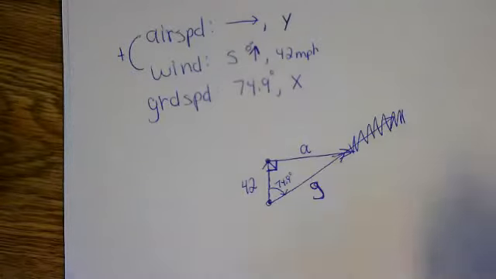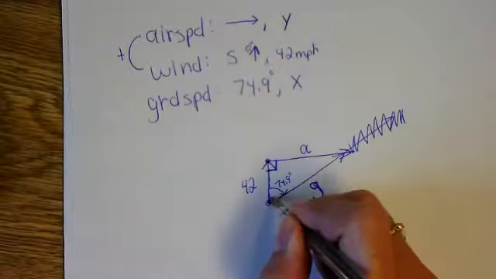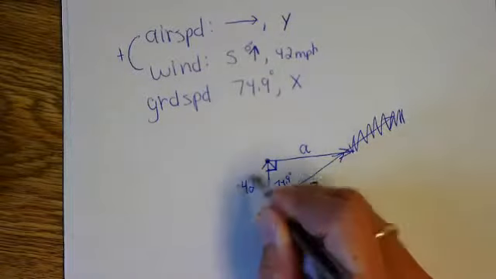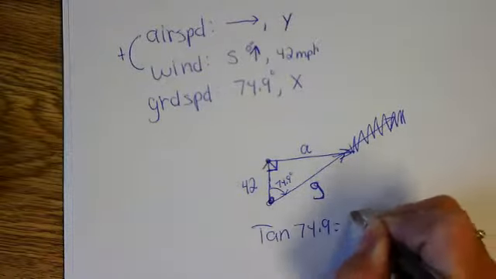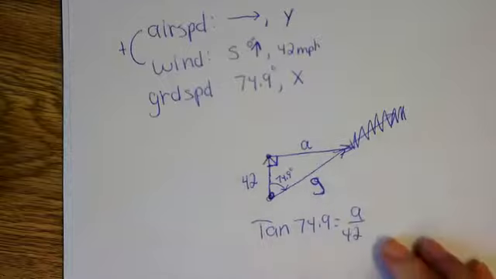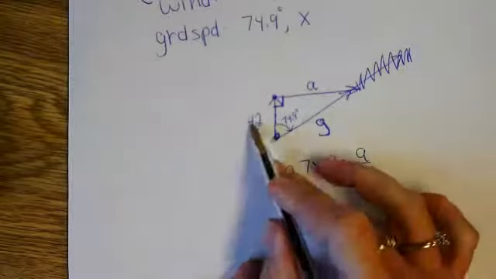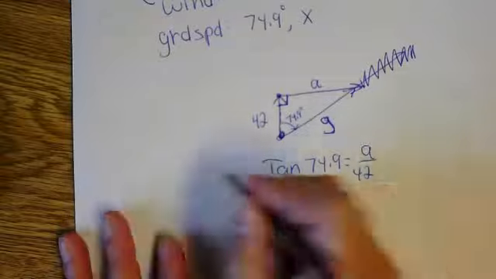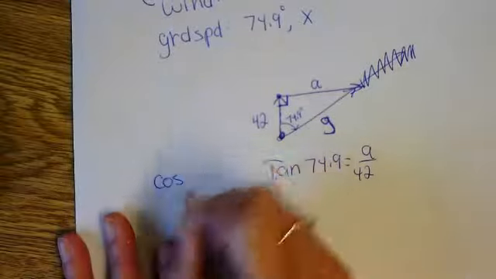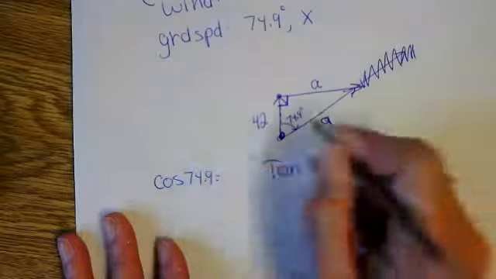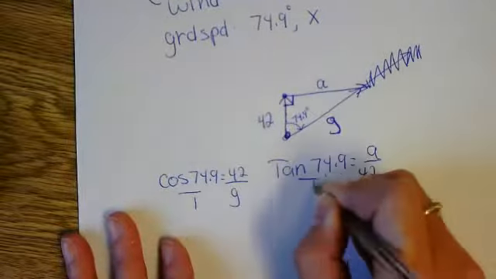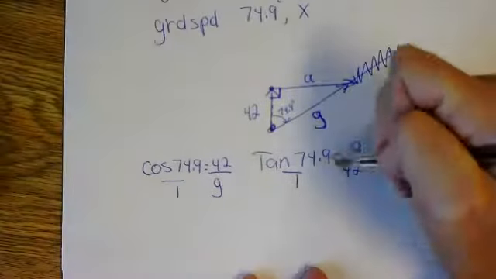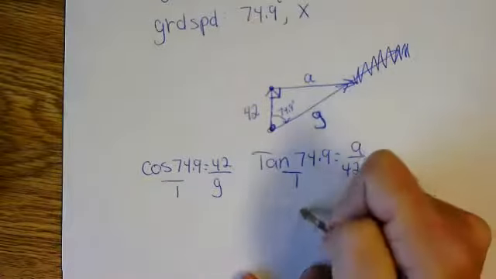You could do law of sines. I'm going to prefer to stick with SOHCAHTOA. So I'm going to stand here, and I'll go opposite over adjacent. That's a tan. Tan of 74.9 equals A over 42. And then this one would be adjacent and hypotenuse. That would be a cosine. So cosine of 74.9 equals adjacent over hypotenuse. And if I do cross products here, this one's just a multiply to get the A, the airspeed vector.